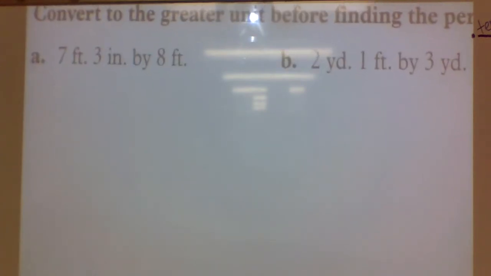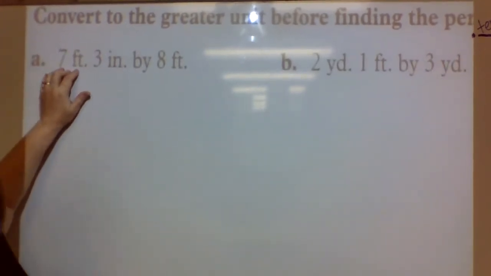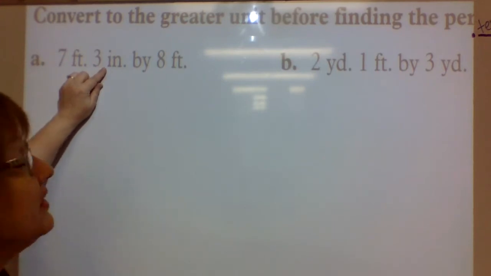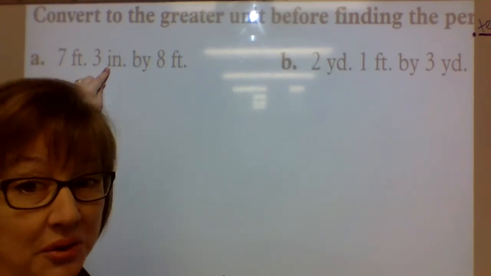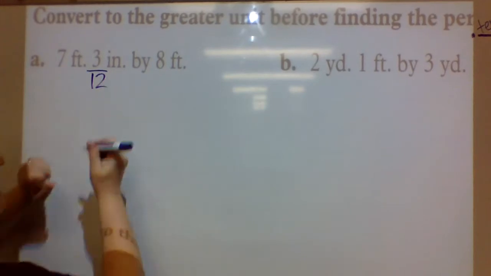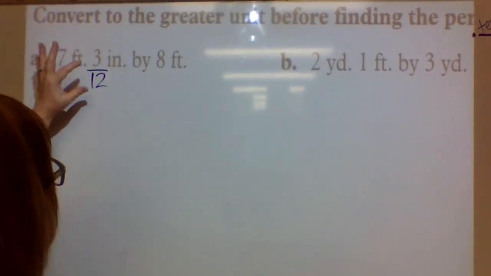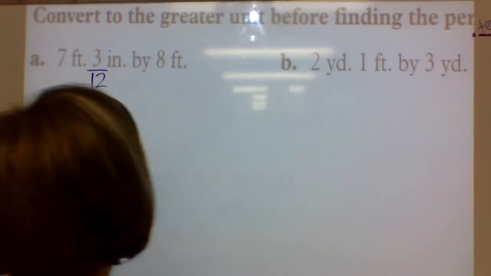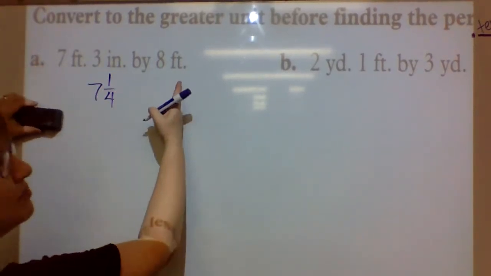Okay, so 7 feet 3 inches by 8 feet. Okay, so this part's in feet, but the inches are not in feet. So we've got to figure out how much of a foot that is, okay? How many inches are in a whole foot? 12, okay? So we have 3 out of the 12 inches that we need to make a foot. So what fraction would this be reduced to? 3/12 reduces to 1/4. Good. So we have 7 1/4 by 8.